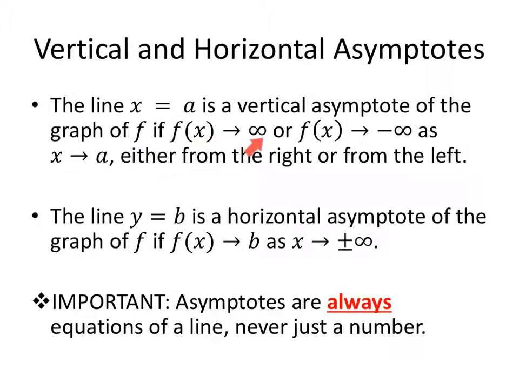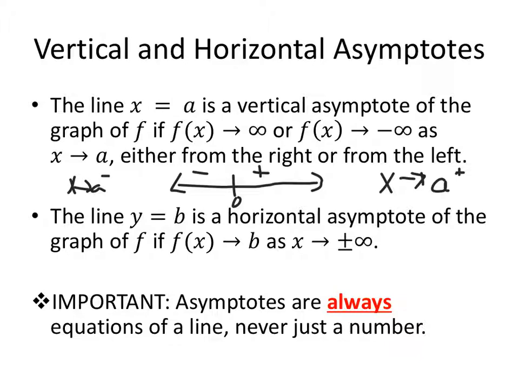if f of x goes to infinity or to negative infinity as x gets closer to a, either from the right or from the left. And a little note on notation here. Think about a number line. On a number line, we have positive values to the right of 0, and negative values to the left. So sometimes we'll use the notation x approaches a with a positive superscript, and the positive just means from the right. And we'll put x approaches a with a negative superscript, which means from the left.